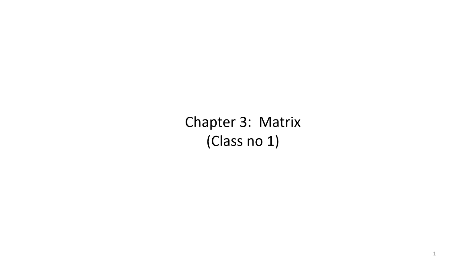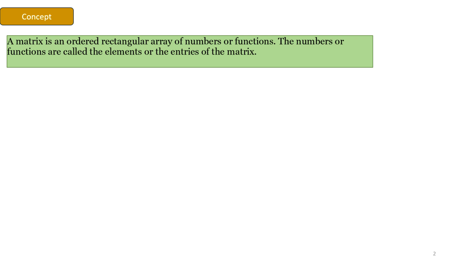Chapter 3 Matrices, Class Number 1. A matrix is an ordered rectangular array of numbers or functions. The numbers or functions are called the elements or the entries of the matrix. The following are some of the examples of matrices.